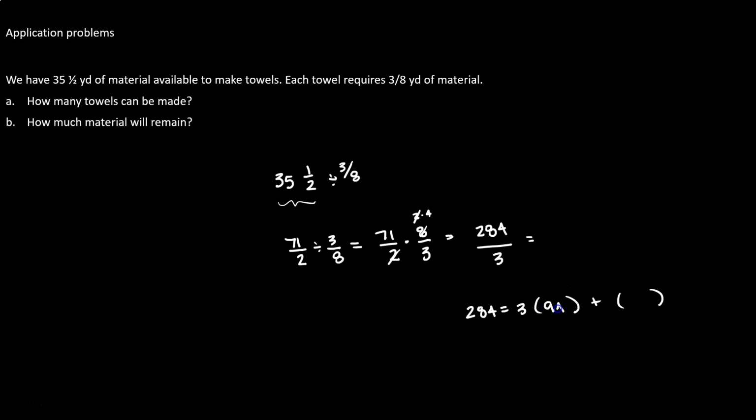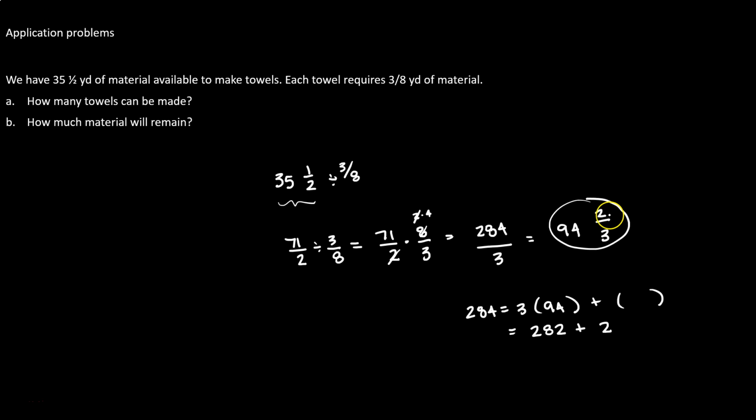94. 3 times 94 is equal to 282. And then we would need to add 2 more as our remainder. So we can make 94 full sets, but then we would need 2 out of 3 pieces left to be equal to that same improper fraction. So 94 and 2/3. So if the question's asking us how many towels can be made, we turned that into a division problem. We found the answer would be 94 and 2/3.